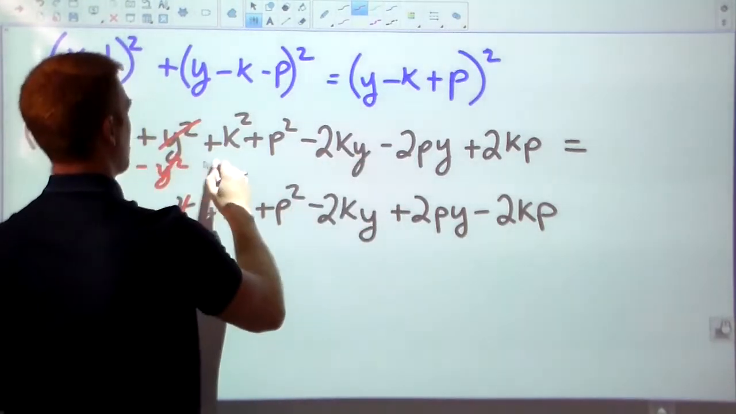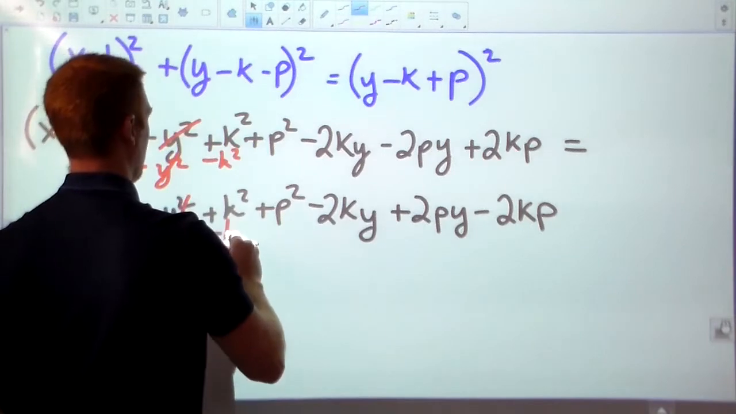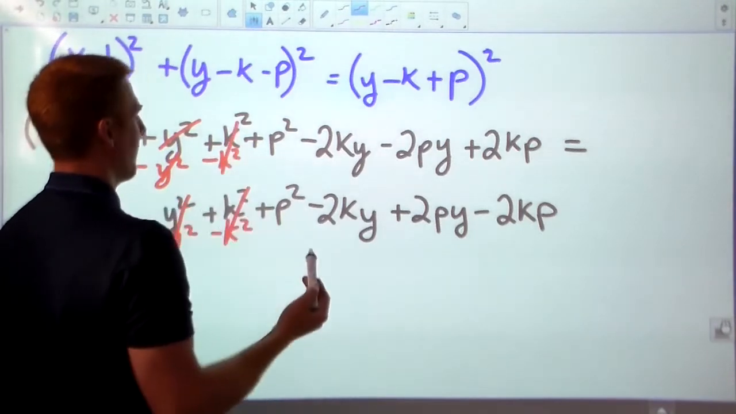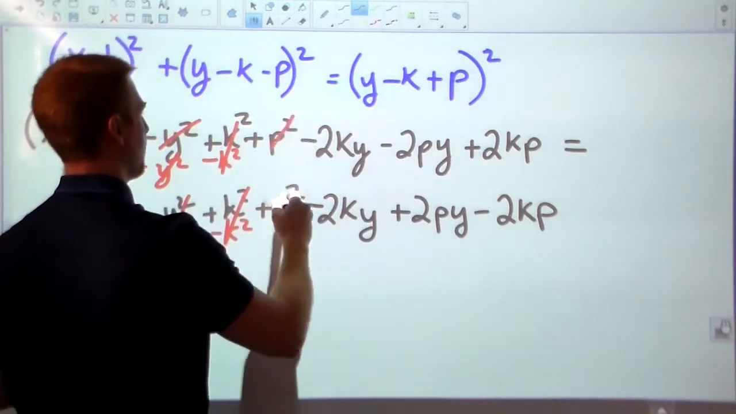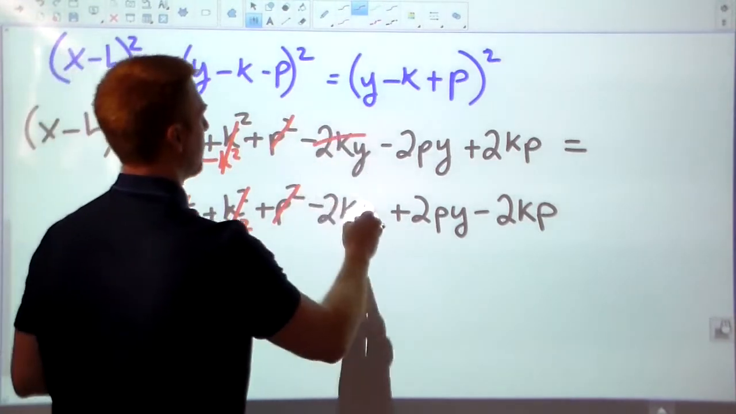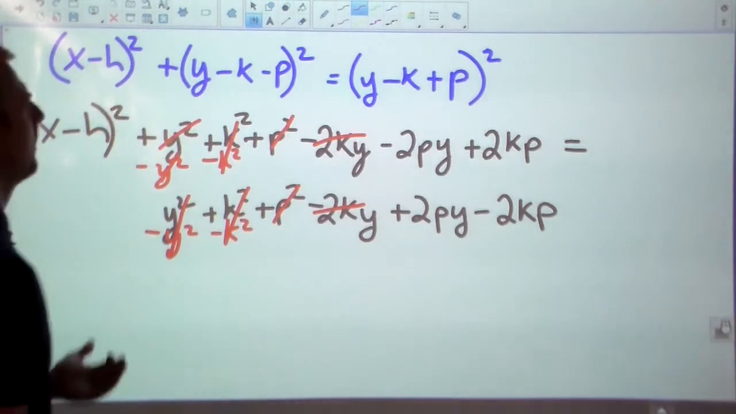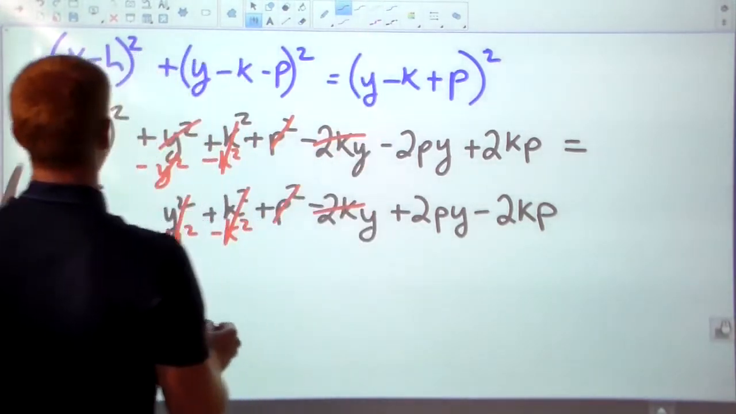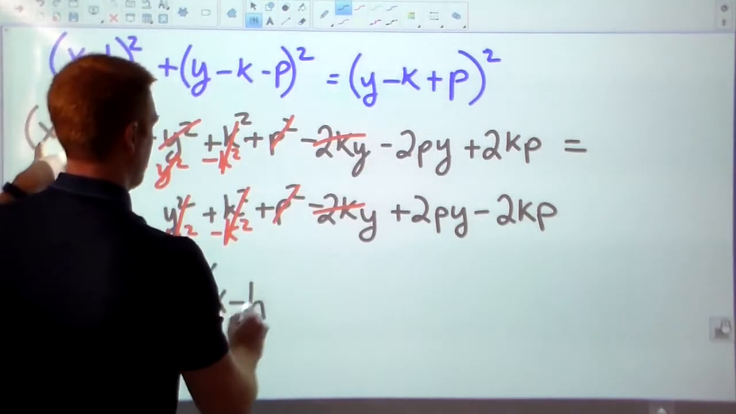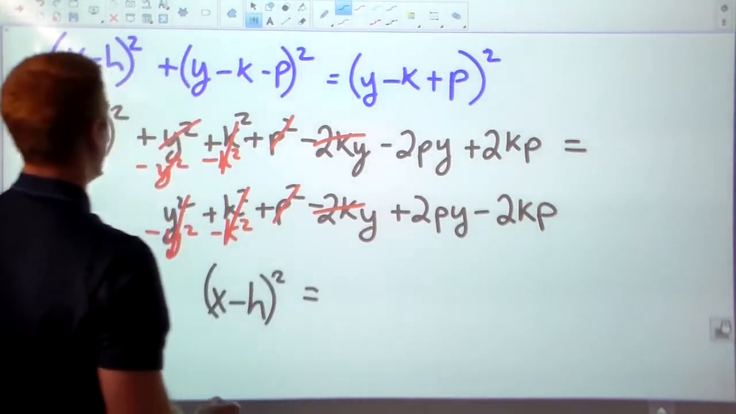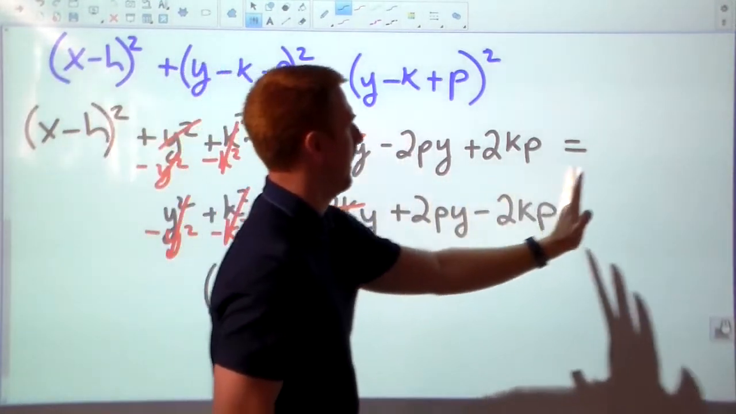You can subtract k squared on both sides, and that will go away. Anything that's the same on both sides, you subtract it out and it's gone. So all this stuff, I put those together on purpose. All those things are now gone. So at this point, what I would do is keep (x minus h) squared over here, and I would move these two to the opposite side.